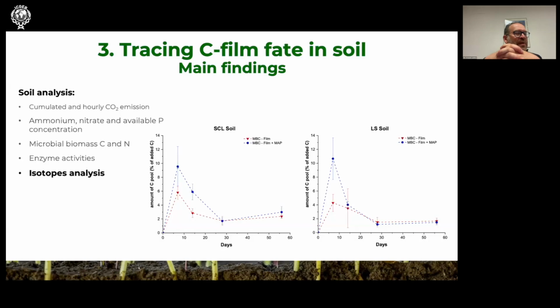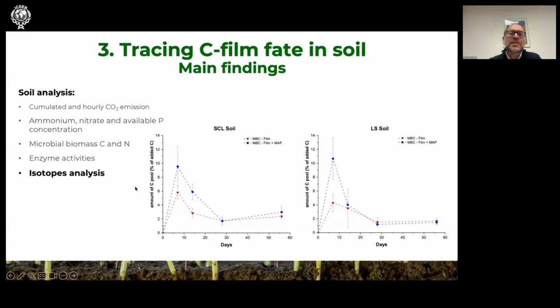Why is this a very important aspect? Because the soil microbial community is the engine of our soils that allows many ecosystem services to be provided by our soil. So by adding these mulching films, we stimulated again the microbial biomass, and the amount of carbon that we added to the soil was in part respired, but also in part immobilized by the microbial biomass, thus suggesting that the microbial biomass increased.